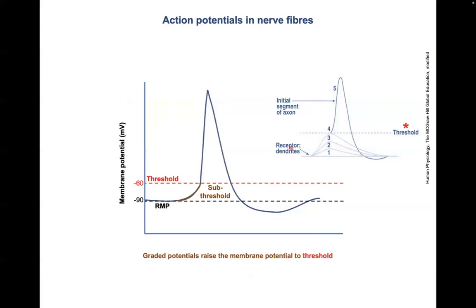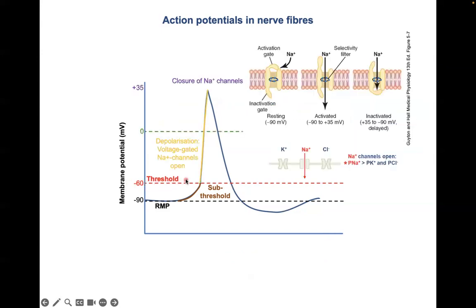We have here an example. 1, 2, 3 excitatory signals adding up, and at 4, we have finally reached the threshold required to open up the sodium channels. So once they open up, sodium has a very large electrochemical force, so the permeability of the membrane now rises because the sodium channels are open. Sodium will go into the cells very rapidly.